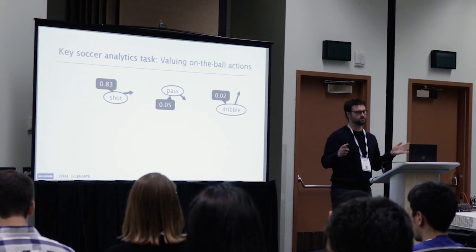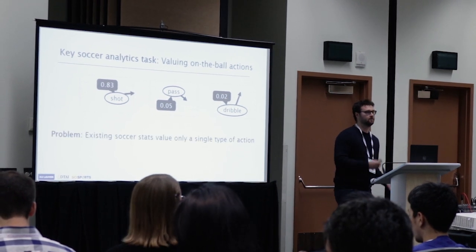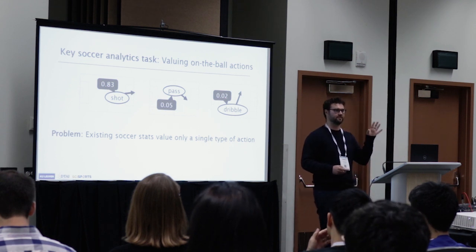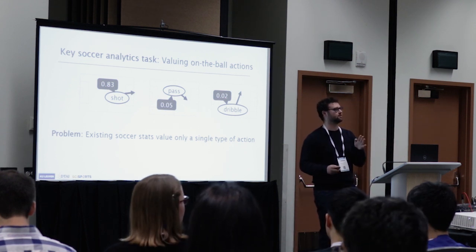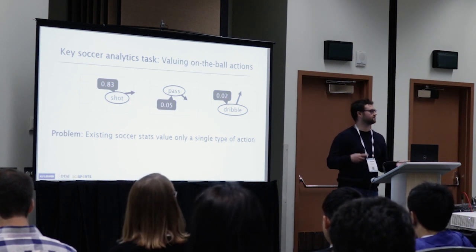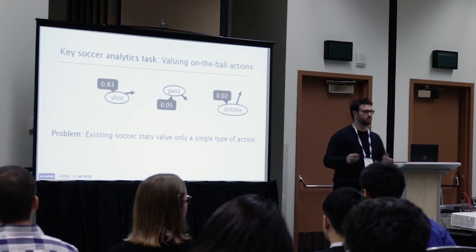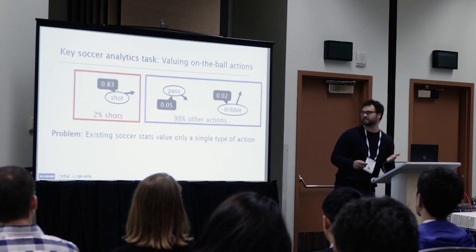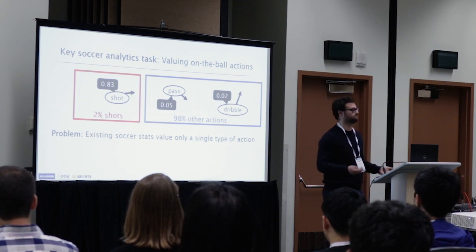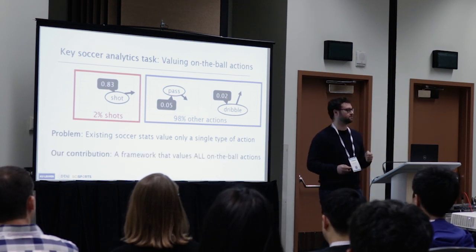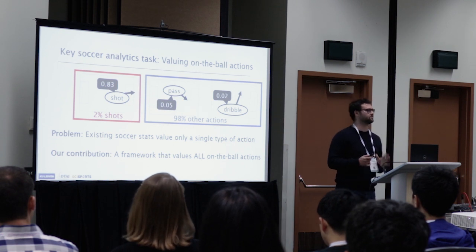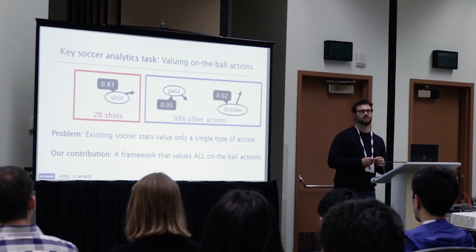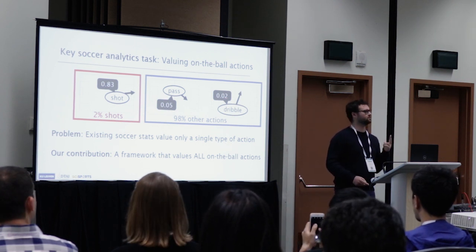So what's the problem with the way this is currently done? Well, the existing work usually values only a single type of action. They either focus exclusively on shots or focus exclusively on passes. They don't handle all the different types of actions on the field at the same time. Most work actually focuses on shots, but if you only focus on shots, then you're basically ignoring 98% of your data. So our idea was, why don't we try to value all on-the-ball actions and use 100% of our data?